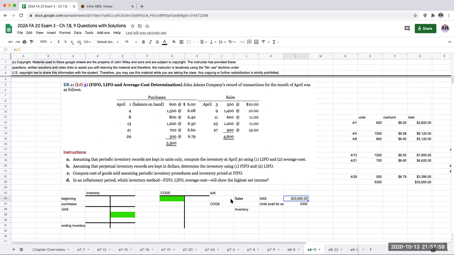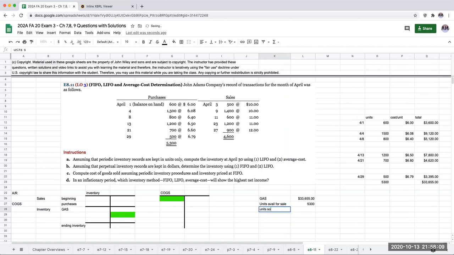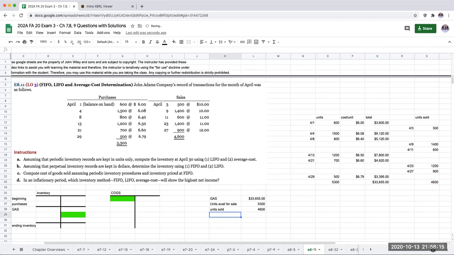My units available for sale were 5,300. My units sold were a total of 4,600. So my units in ending inventory are going to be 700 units. The importance of going through this when you have an inventory costing problem cannot be understated. So very important.